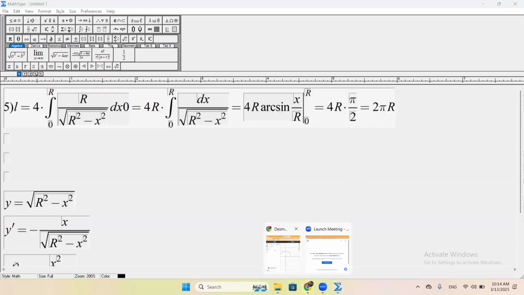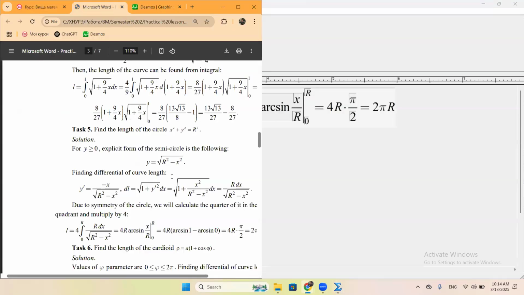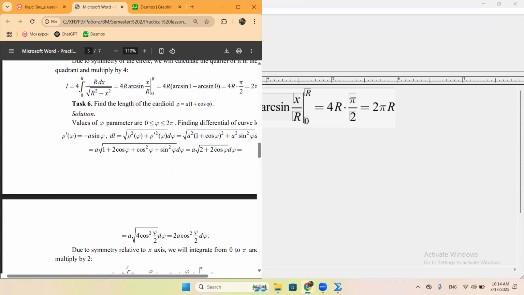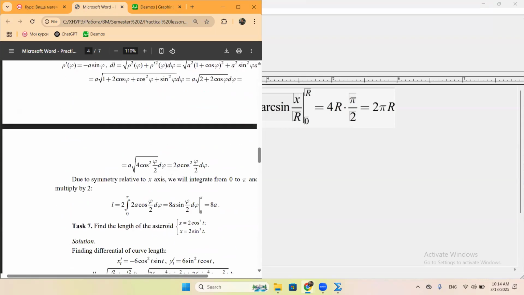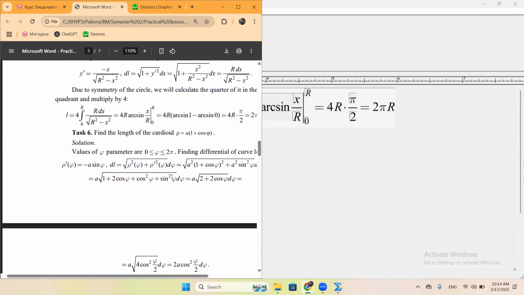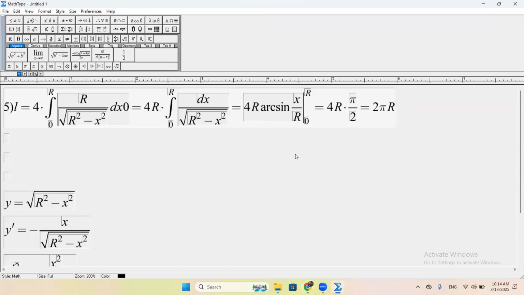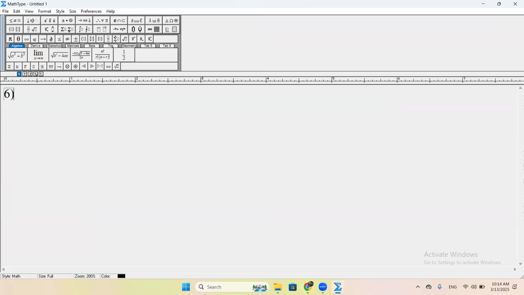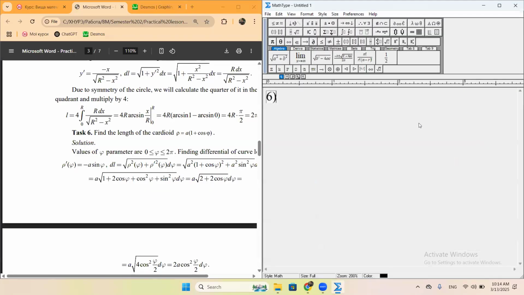Okay, if no questions, let's solve a couple of tasks about the length of the curve, and then we'll have a break. So exercise number 6, we have the following function.